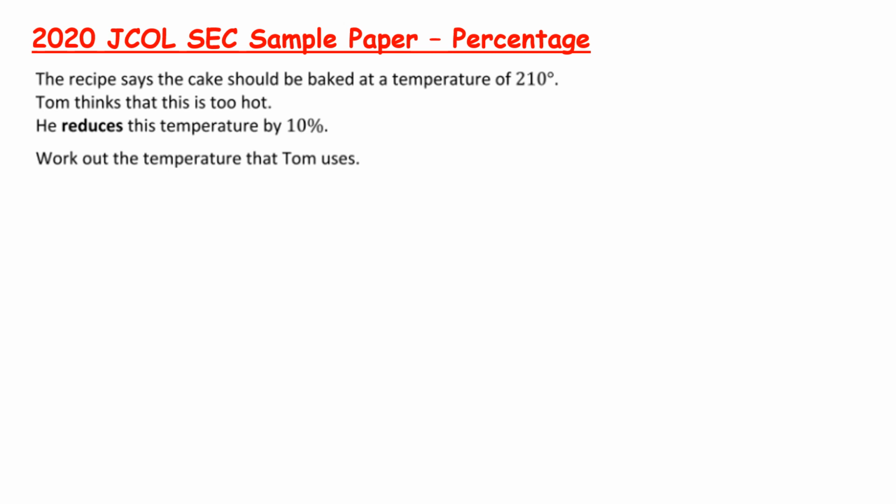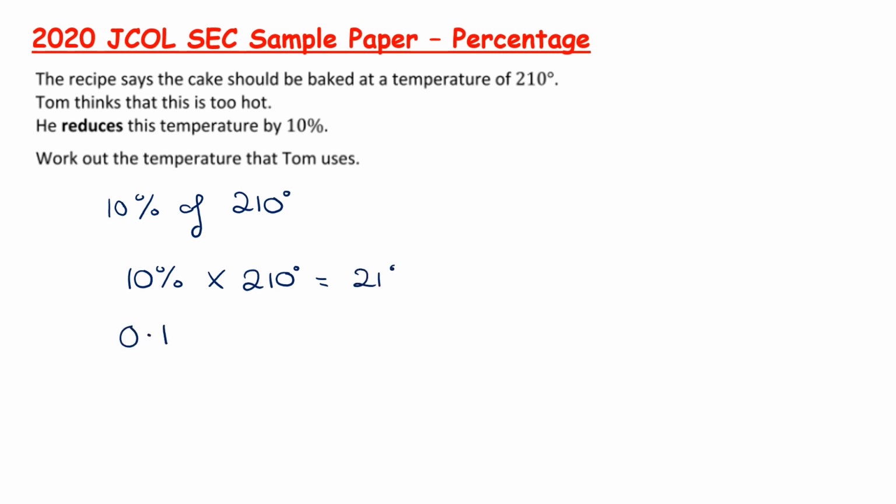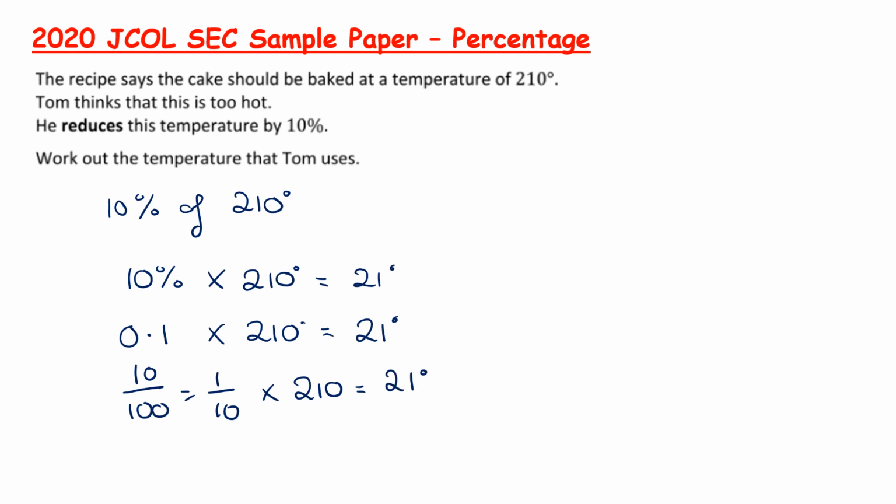So just be careful with questions like this, especially when we're given a percentage. It can be very easy to come along and say, right, I need to get 10% of 210 degrees, using whatever method we want. So 10% multiplied by 210, that will give me 21 degrees, or you're going to do 0.1 by 210, again 21 degrees, or 10 over 100, which is 1/10 by 210 degrees, which is 21 degrees. Whichever way you work it, you get the same answer.